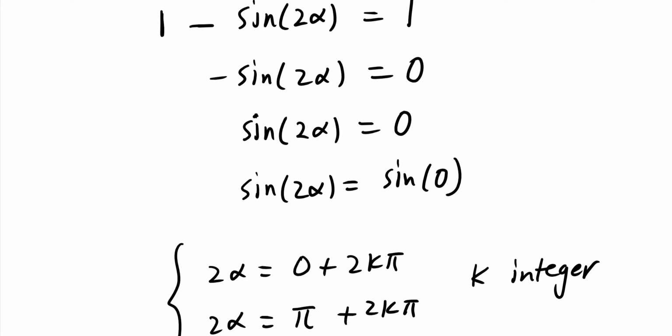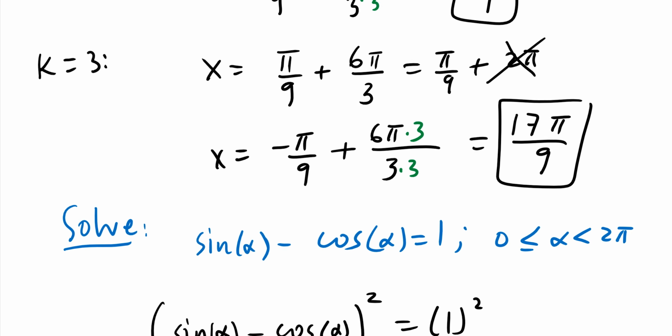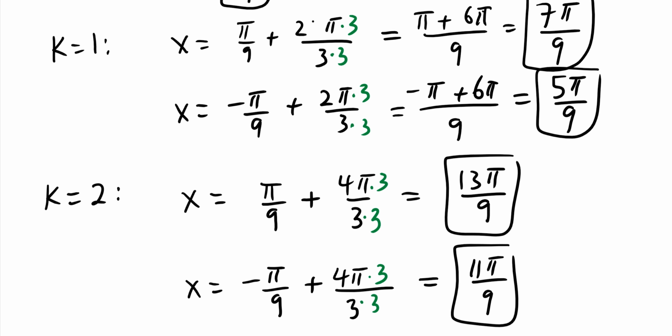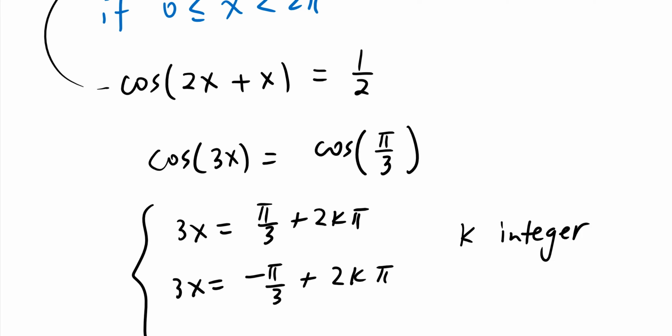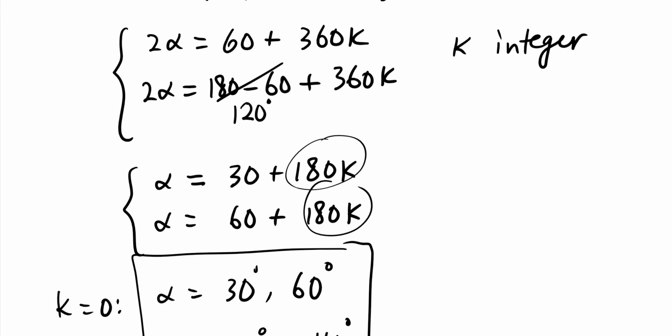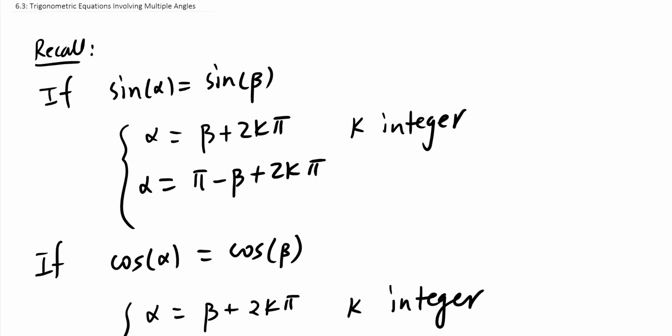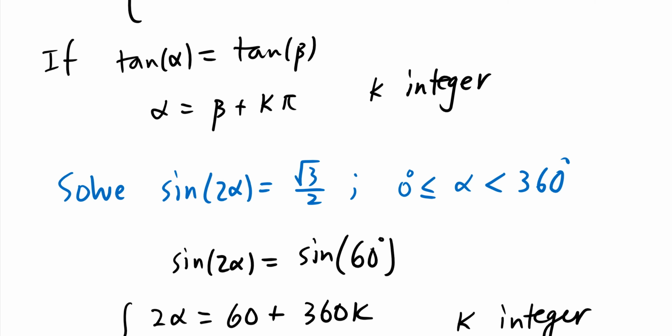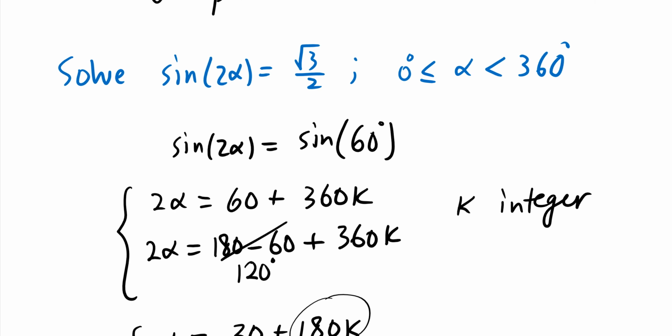So that's what this section is mostly about, working with trigonometric equations involving multiple angles. Multiple means it's not just alpha, but maybe 2 alpha, 3 alpha, 4 alpha, and so on and so forth.